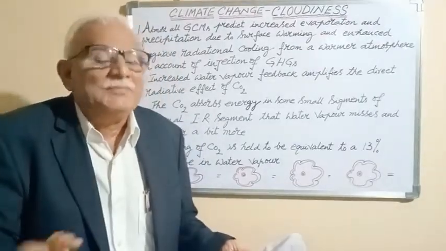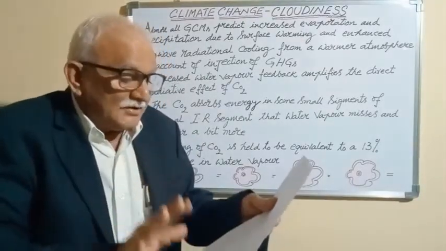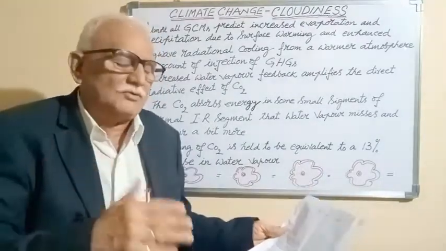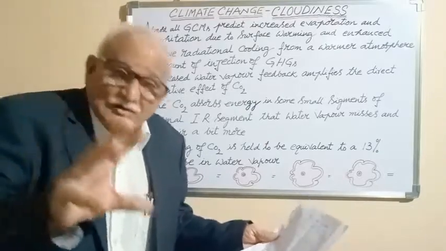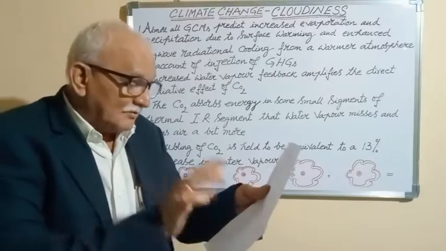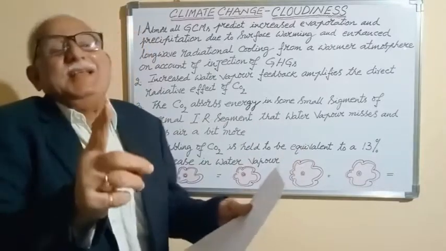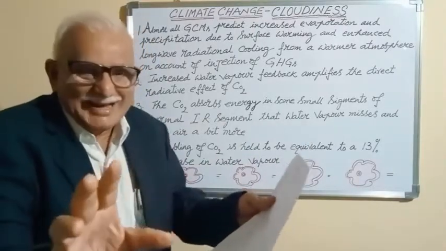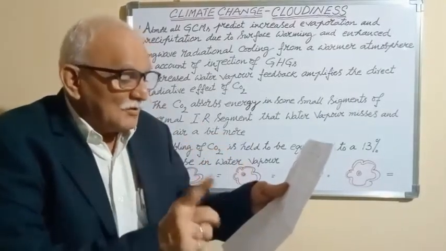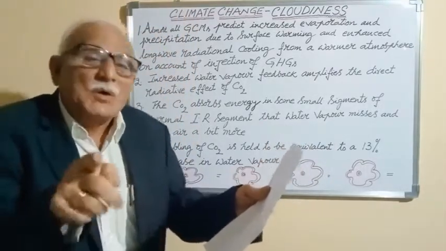Cloud is defined as an aggregation of minute droplets of water suspended in the air at higher altitude. So continued increase in the water vapor will lead to formation of clouds, maybe cirrus, cirrocumulus, altocumulus, altostratus, stratocumulus, stratus, nimbostratus, or cumulus, whatever it may be. Again, I would like to enlighten you: continued increase in the water vapor will lead to formation of clouds, which will reduce radiation received from the sun and exert a cooling effect.